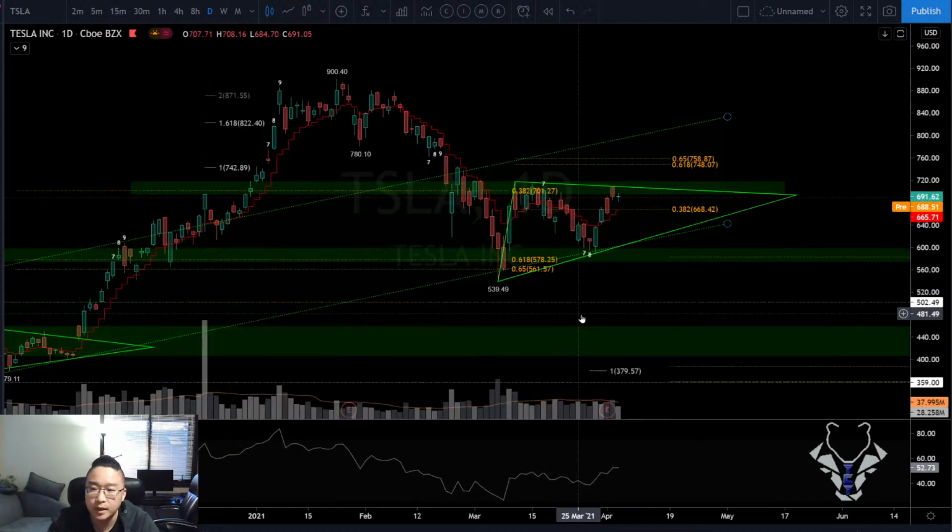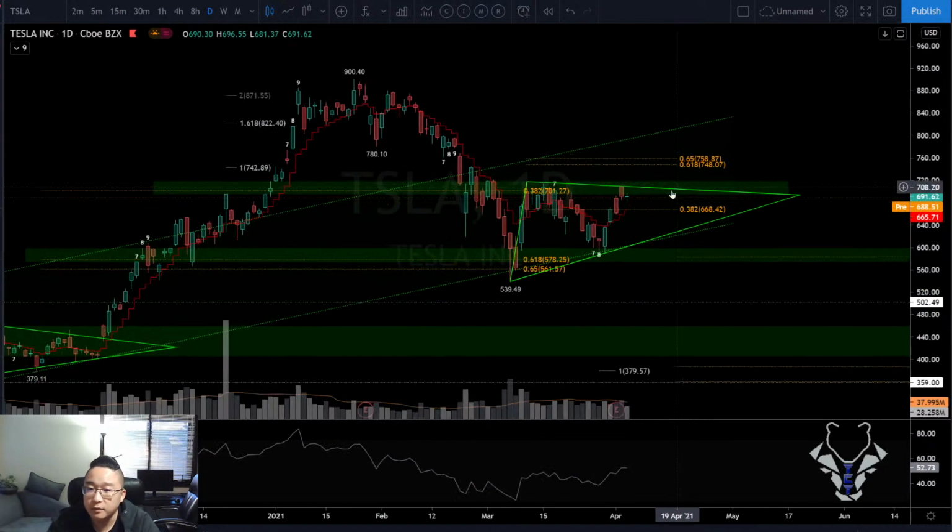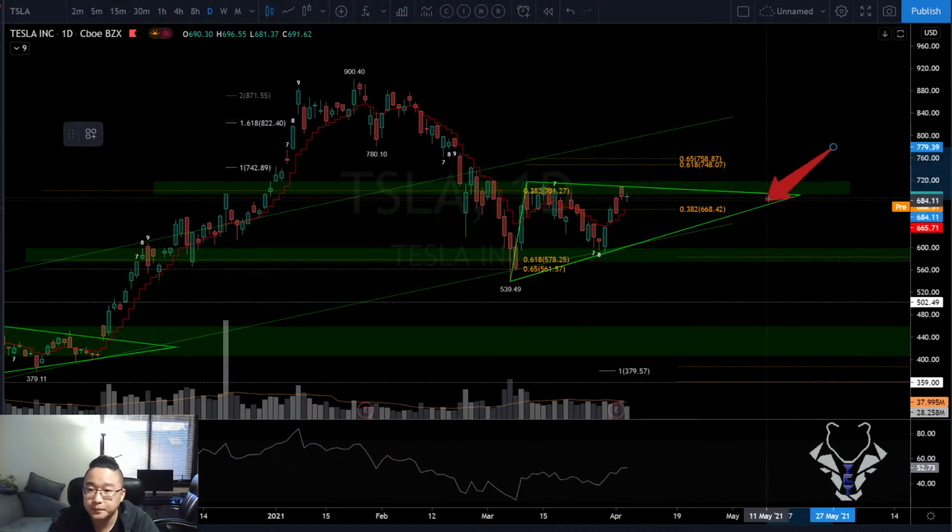So Tesla, as of right now, this moment on the daily, I am looking bearish on it. Still cannot break over this key zone. This is going to be key to watch for. This zone right here.